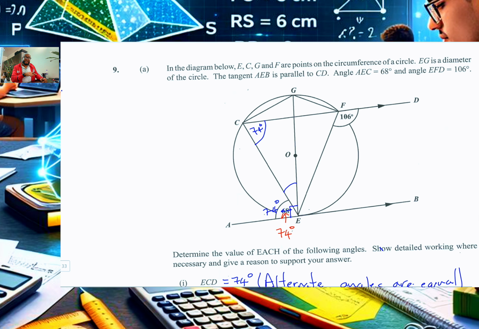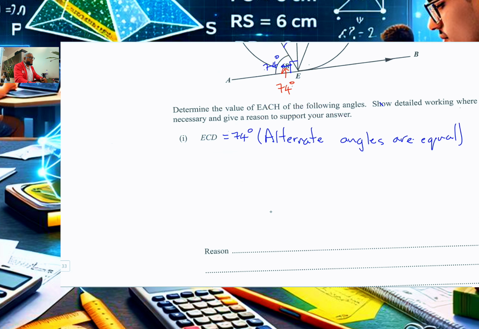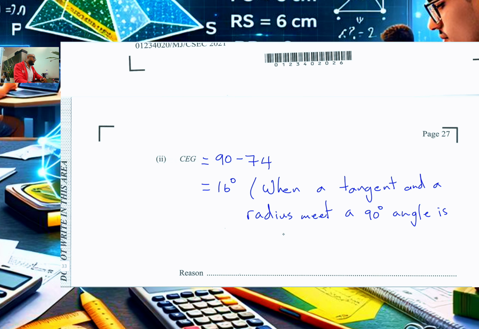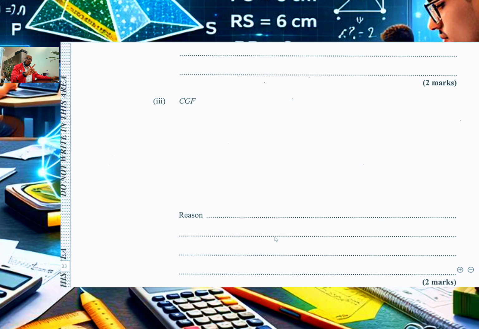So you realize this 68 had affected the answer for the first question, and it would affect this answer too. Right? So this will actually be 90 minus 74, but you must put the theorem: where a tangent, which is AB, and a radius meet, which is OE, a 90-degree angle is formed. So let's go to 90 minus 74, which will be how much? 16. Come on, write it. Next, we are going to find CGF, right?